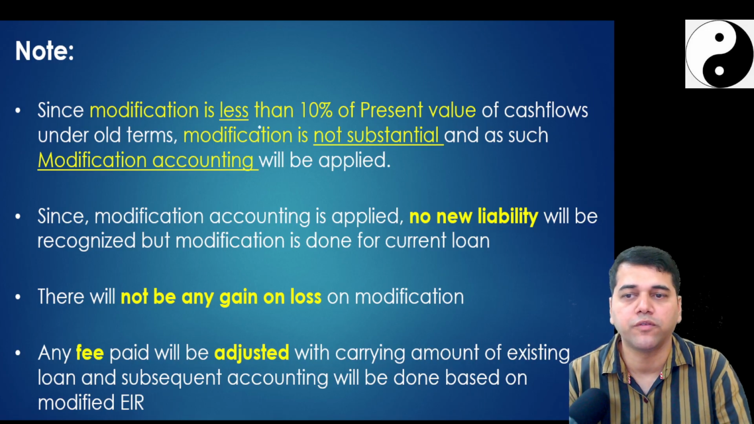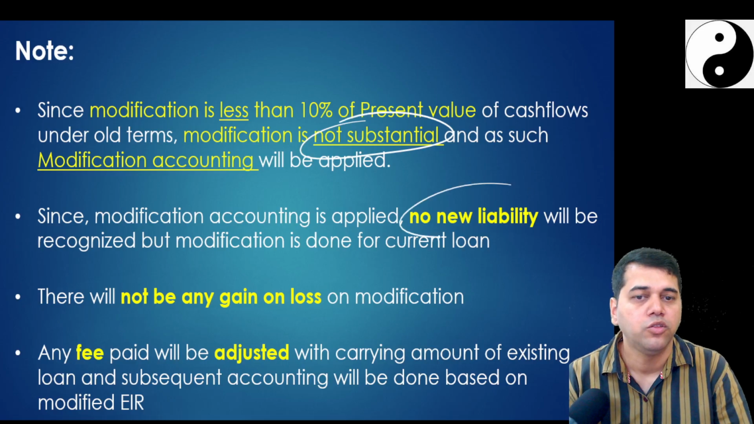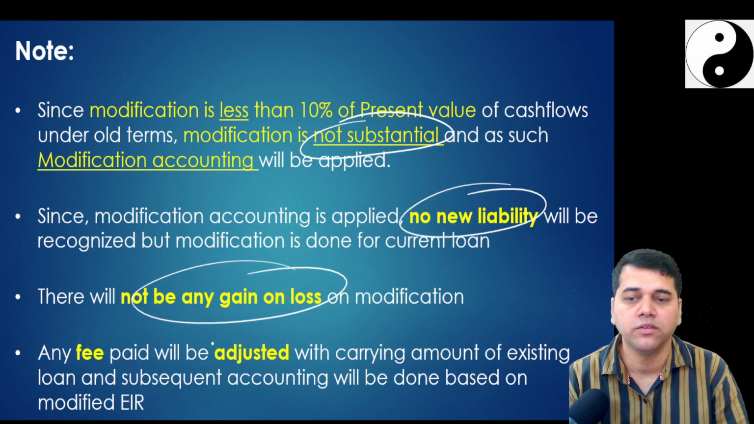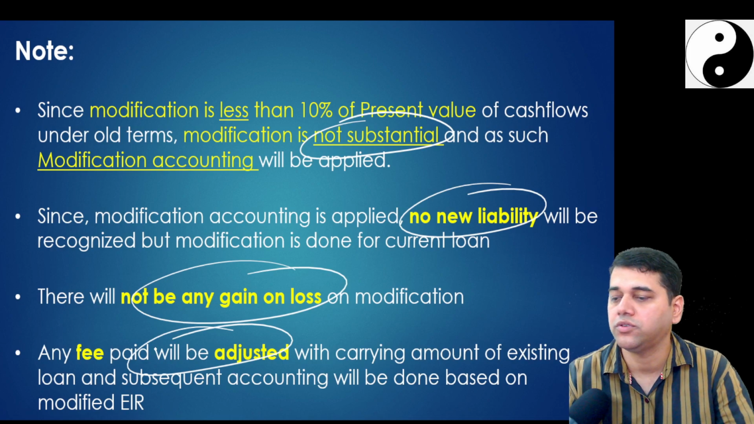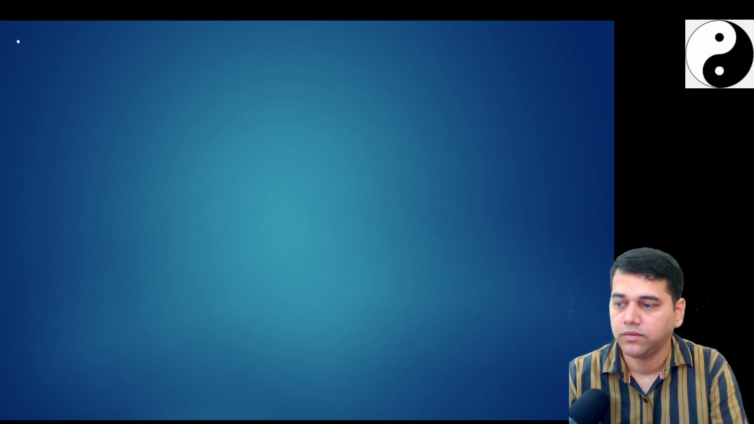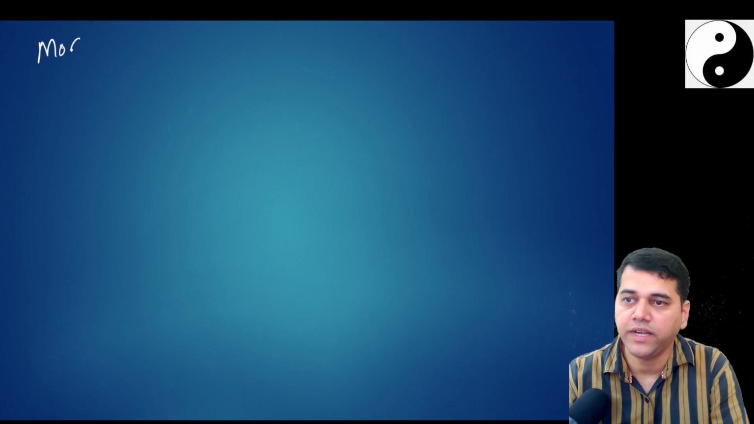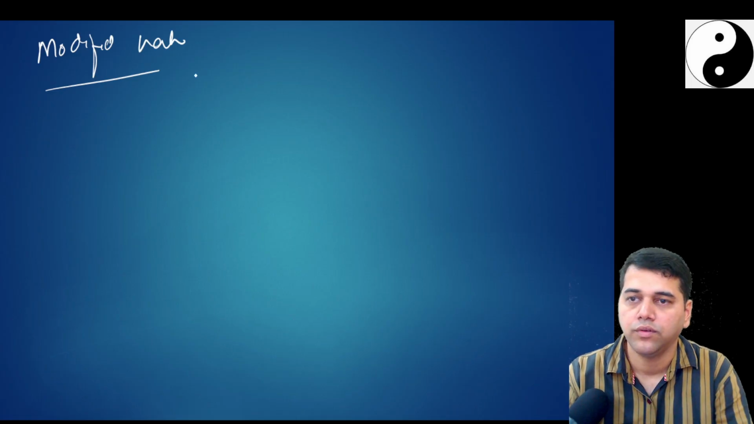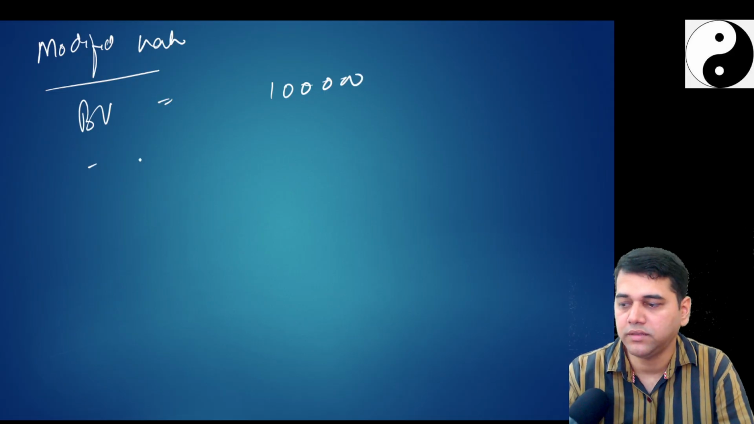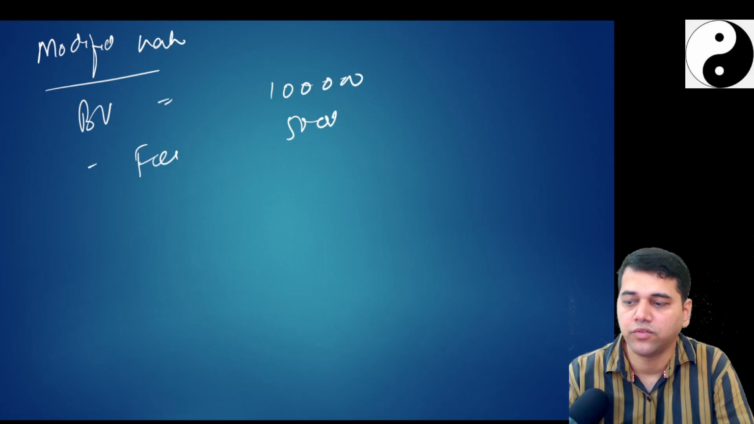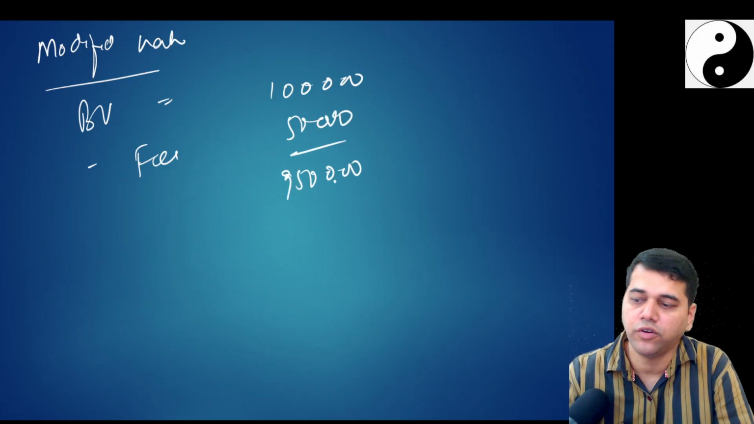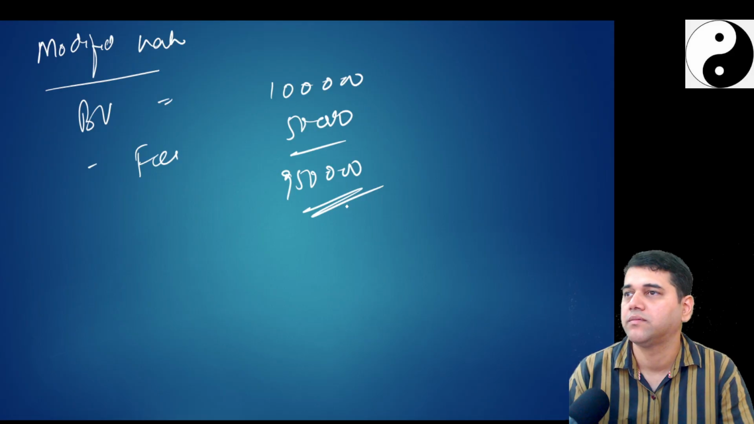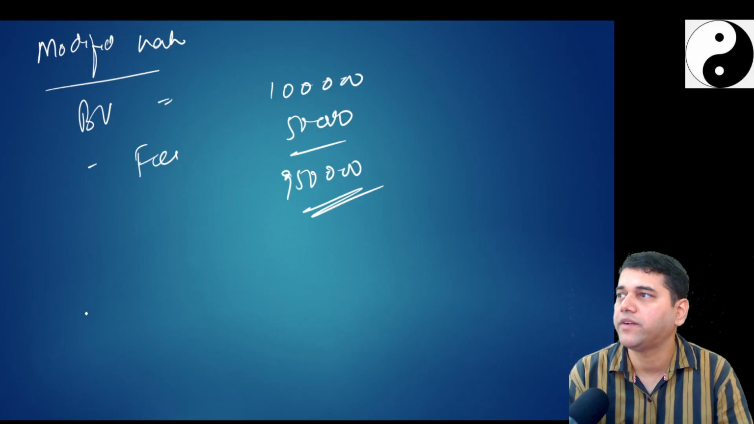So we are going to perform: modification not substantial, no new liability, no gain or loss, fees paid will be adjusted. So what is your modified value of the loan? Modified value is equal to book value 10 lakhs minus fee 50,000, which is 9 lakh 50. So going forward, you are going to amortize 9 lakh 50. This is your modified value of the loan.